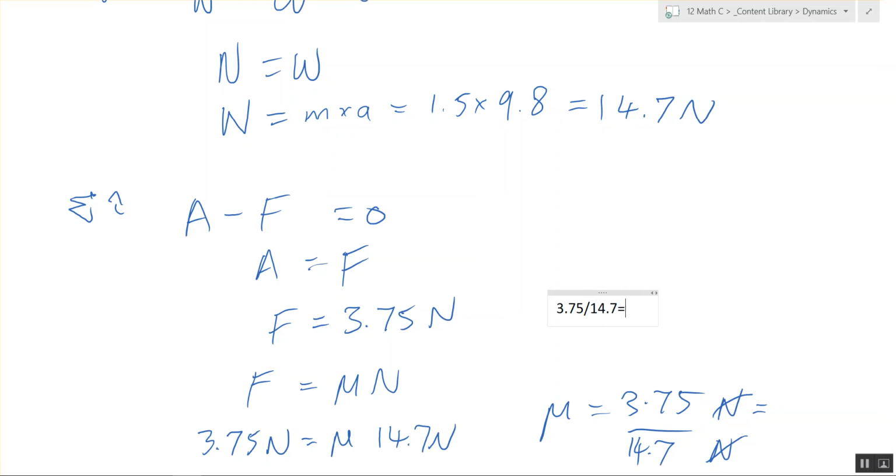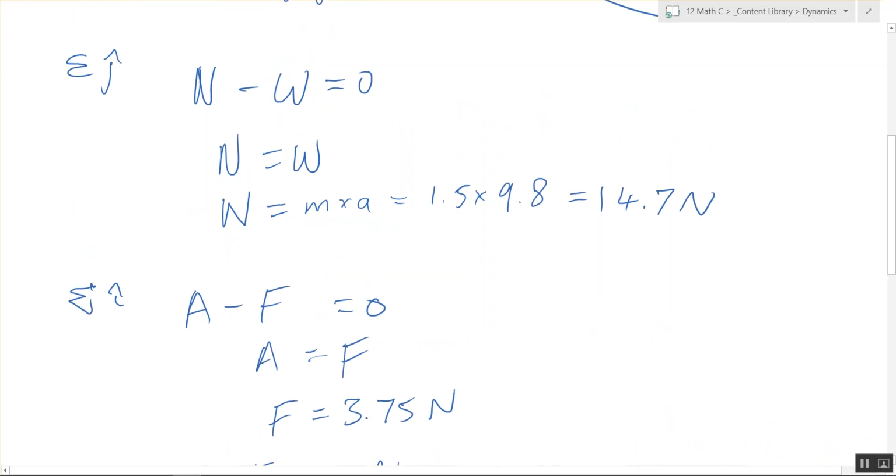So into your calculator. Any questions? Another way to do it is like this: N minus W j plus A minus F i. The resultant R equals 0 because it's just beginning to slide when you apply the force.